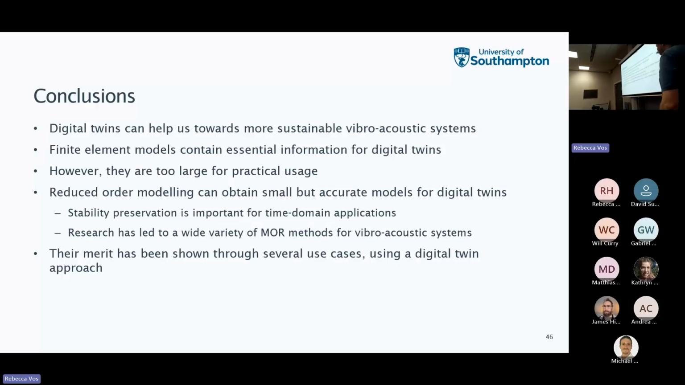And I showed you an approach using finite element methods and reduced order modeling to make it work for the applications that I've just shown you. And yeah, I will continue doing this work also in the future at the ISVR.